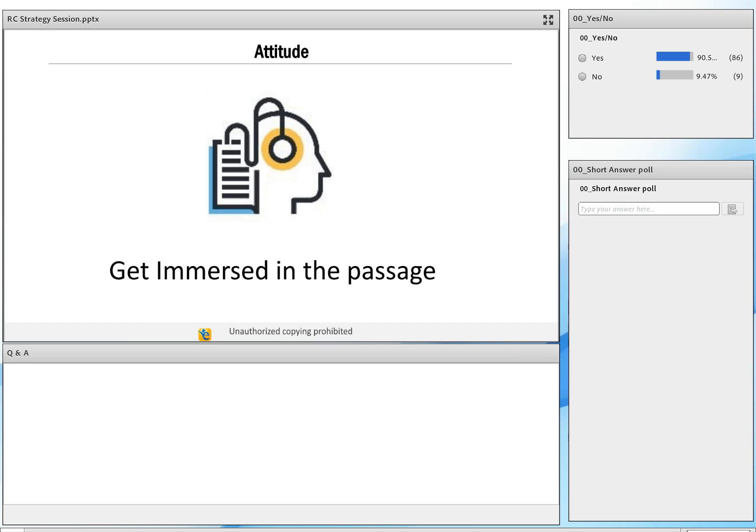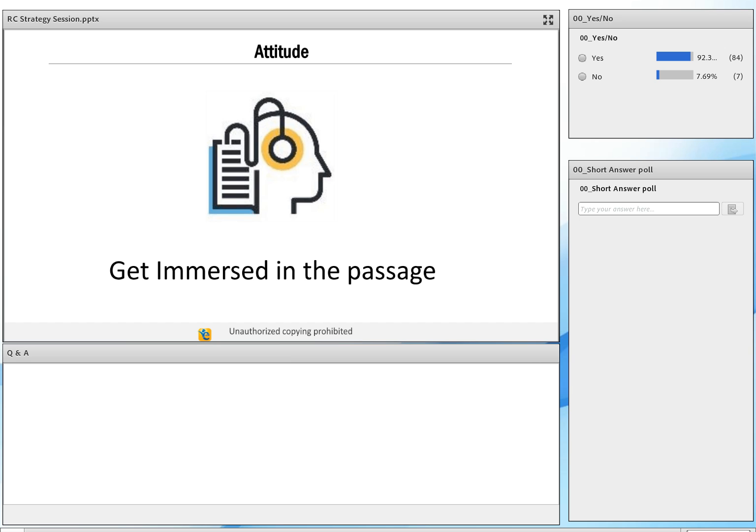The attitude that's going to help you is that the moment you see the RC passage, you see it as an opportunity to learn something from the passage, to read a very interesting piece of text that has very well connected ideas, to interact with the author. That is the kind of immersion that is required. That's the kind of excitement that you should have whenever you see an RC passage, regardless of the topic of the passage.